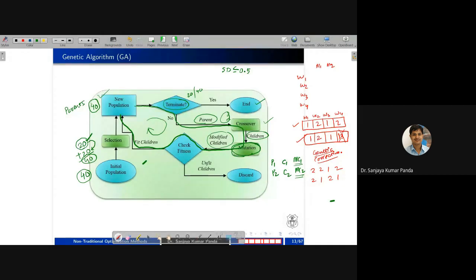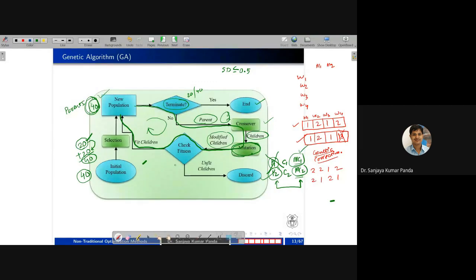Now we are checking the fitness. Fitness is checked between whom? Parent and the modified children. We check whether parent 1 is performing better or modified child 1 is performing better. Then we see whether parent 2 is performing better or modified child 2 is performing better. Suppose you feel that modified child 1 is better and parent 2 is better. Parent 2 is already there in the parent pool, so only modified child 1 is to be inserted into the parent pool by replacing parent P1.